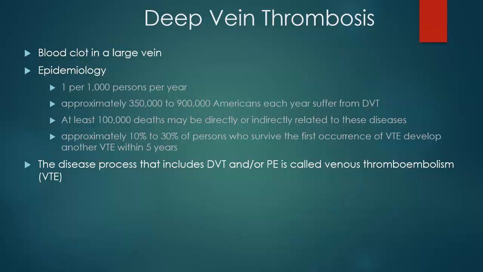If we have a circulating clot that moves through the heart to the lungs, it can block an artery that ultimately supplies blood to the lungs. That's when we call it a pulmonary embolism, or a PE for short. It's estimated that about 350,000 to 900,000 Americans each year suffer from DVTs and PEs, and the disease process that includes DVT and or PEs is called venous thromboembolism.